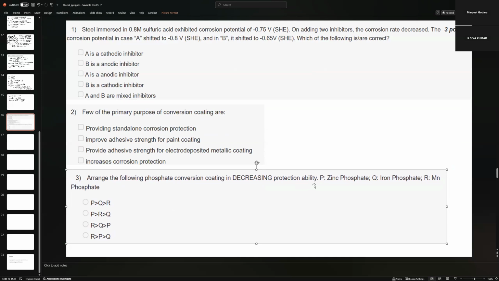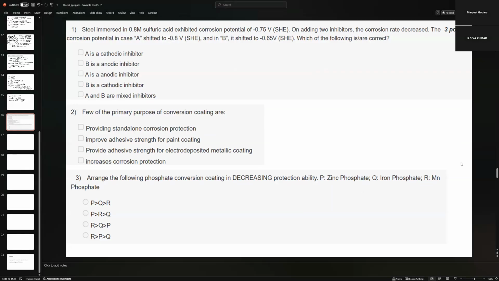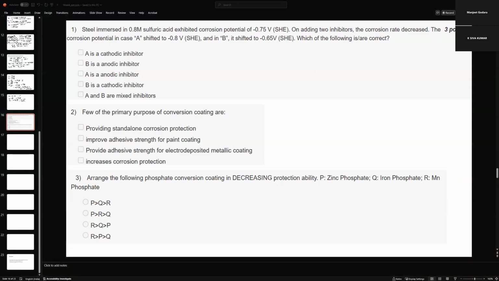Phosphate conversion coating. I think this was discussed. The last one, manganese phosphate. Manganese has more resistance, then the last one is iron, so zinc phosphate is in between. Yeah, you're correct.